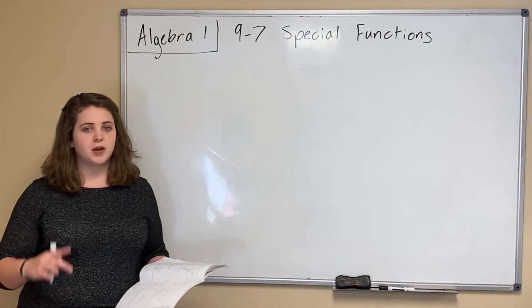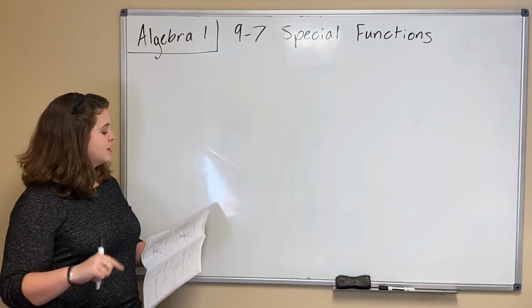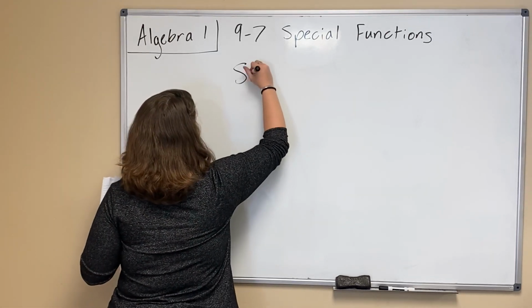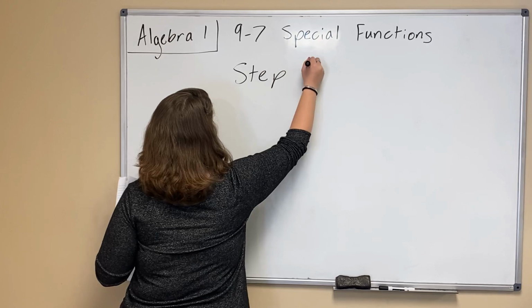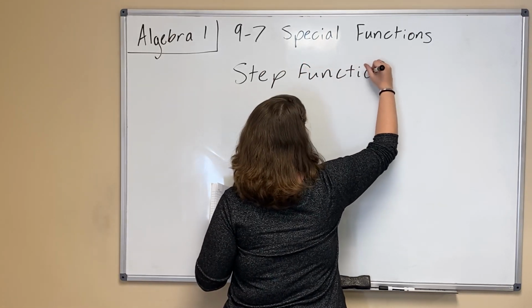Today we're going to be talking about two special kinds of functions that we haven't learned about yet so far. The first one is called a step function. The reason it's called a step function is because when we graph it, it looks like a set of steps.